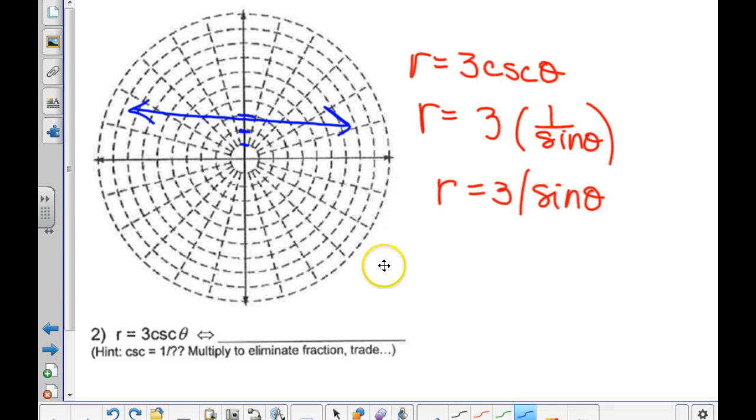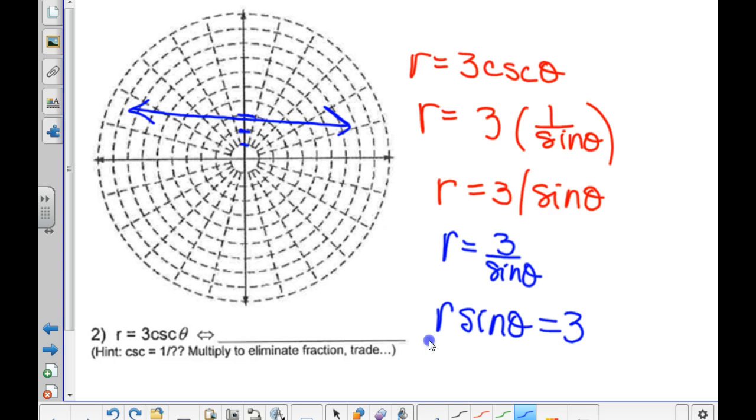Let's talk about how we get that though. If we have r equals 3 over sine theta, and I multiply sine theta over to the other side, it will say r sine theta equals 3. What did we discuss earlier that r sine theta is equivalent to? Y. So which of those is nicer for graphing a horizontal line? 3 cosecant theta or just y equals 3? Y equals 3 is nicer if you have to put it in your graphing calculator, right?